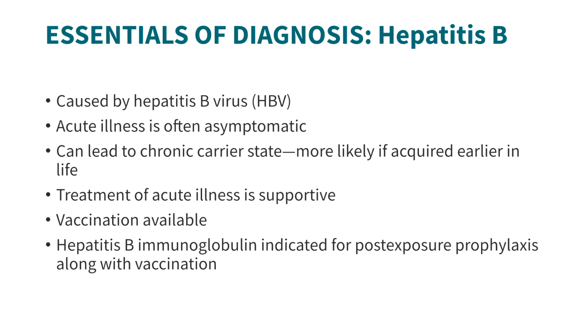It's an acute illness. Usually it's asymptomatic. There is a vaccine available, so nobody should have hepatitis B unless they don't develop antibodies.